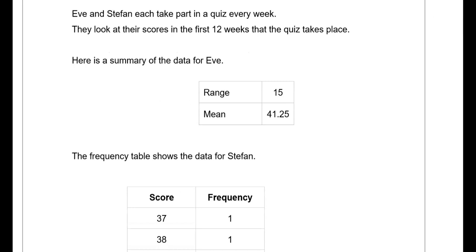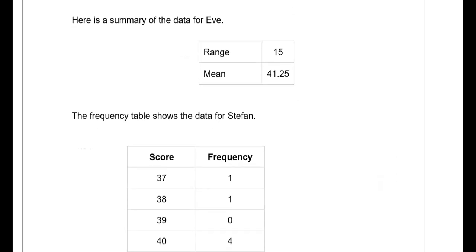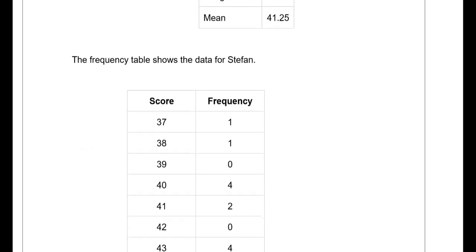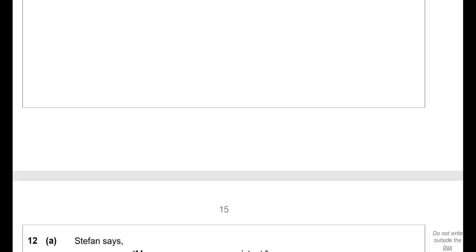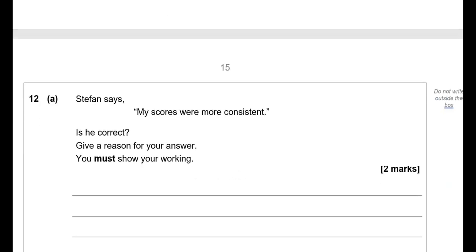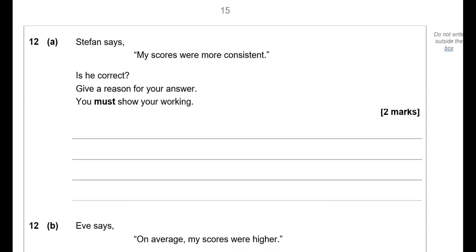Eve and Stefan each take part in a quiz every week. They look at their scores in the first 12 weeks that the quiz takes place. Here is a summary of the data for Eve. The frequency table shows the data for Stefan. Stefan says, my scores were more consistent. Is he correct? Give a reason for your answer. You must show your working.